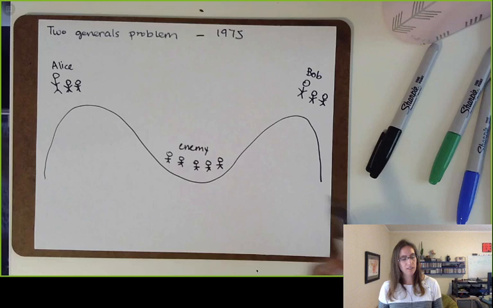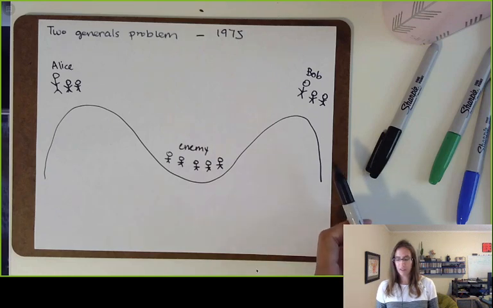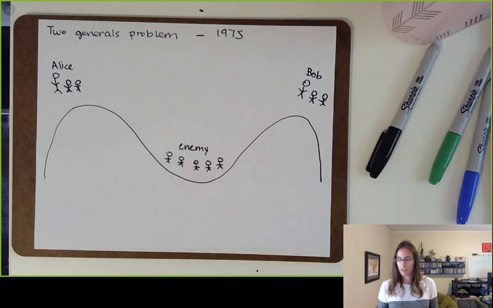So the only way for them to communicate is to send a messenger through the valley where the enemy is encamped. And that messenger will sometimes be captured by the enemy and sometimes not. And if a messenger is captured, then of course the message that they're carrying gets lost.